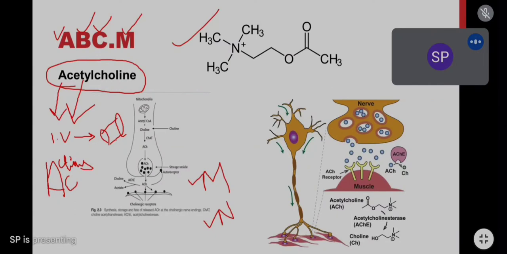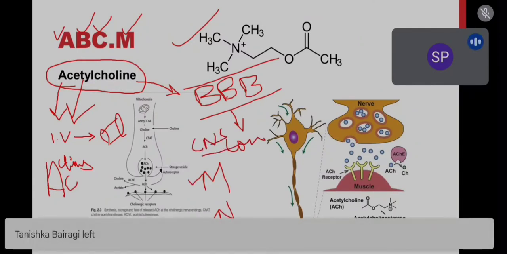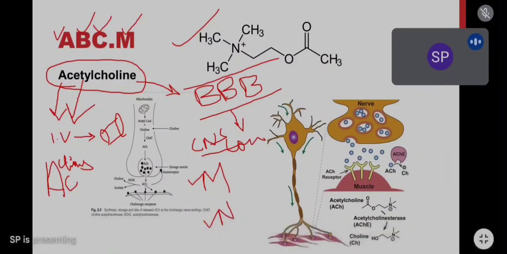And one thing you should not forget, when acetylcholine is injected, it will not cross the blood-brain barrier. So because of this, acetylcholine injections can't show cognitive power, or actions on the central nervous system. Suppose I want to increase my concentration power, I want to increase the cognitive power, so I want to take acetylcholine. If someone takes acetylcholine like that, what happens?